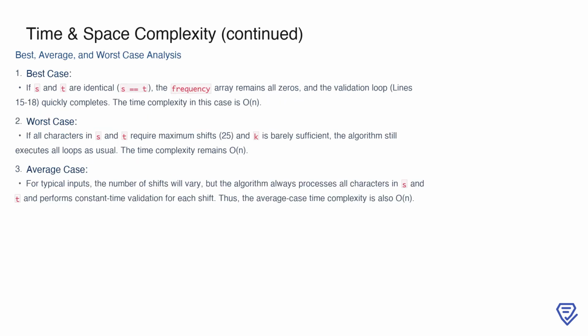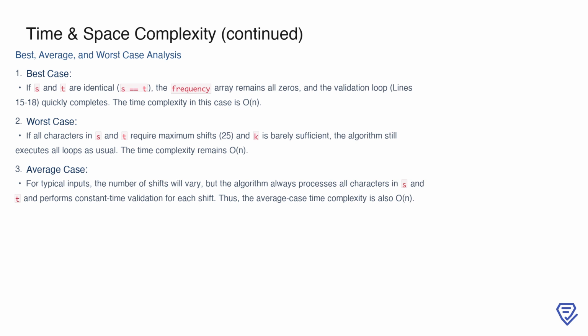Let's now analyze the time complexity under different scenarios. In the best case, when the strings S and T are identical, no shifts are required. The frequency array remains all zeros, and the validation loop completes in constant time. Thus, the time complexity in this scenario is O(n), as we still need to iterate through the strings to confirm their equality. In the worst case, all characters in S and T might require the maximum number of shifts, and k could be just sufficient to meet the constraints.